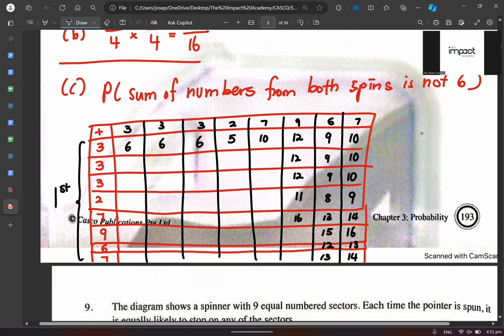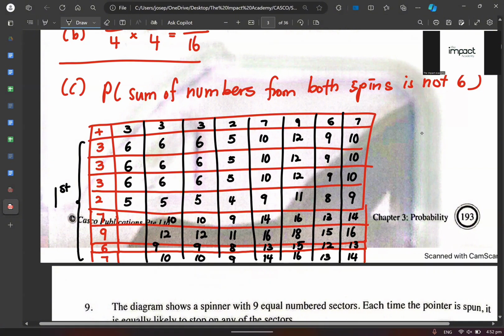11, 9 plus 7, 16, 18, 15, 9 plus 7, 16 or so, 7 plus 3, 10, 10, 9, 14, 16, 18, 14, 5, 5, 4, 9, 11, 8, 6, 6, 5, 10, 12, 9, 10, 6, 6, 5, 10, 12, 9, 10, 6, 6, 5, 10, 12, 9.